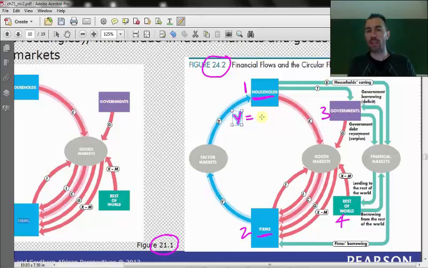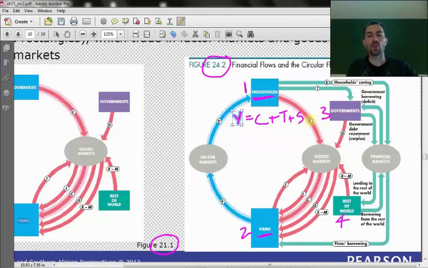Households either save their income. Well, let's start here. Households consume their income. In other words, they spend their income on things. Or they pay taxes. Or they save. Income. Consumption, taxes, or savings.